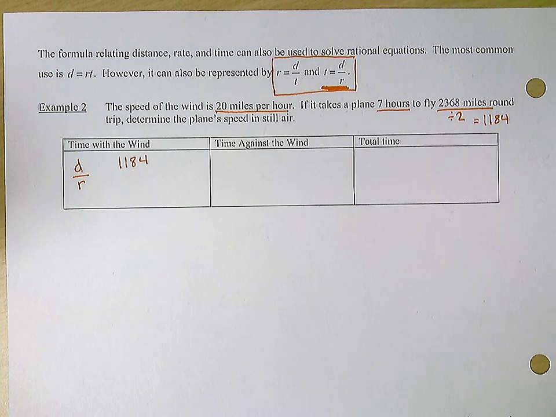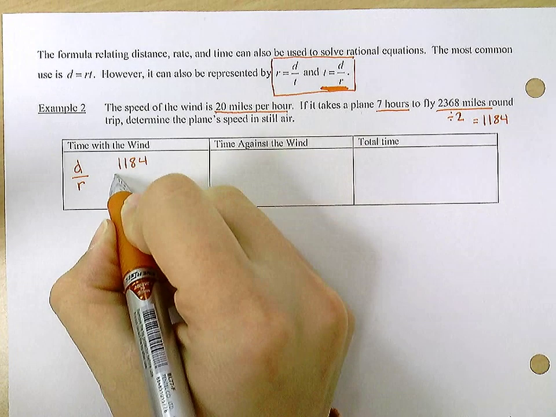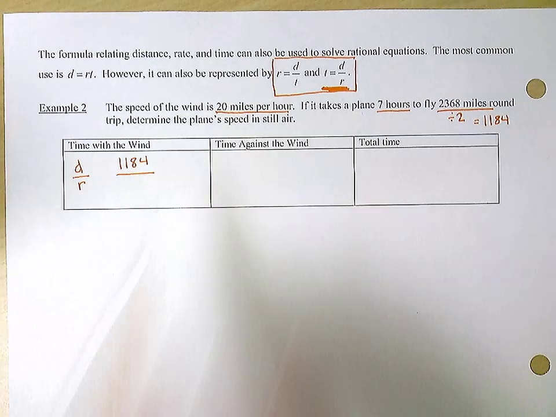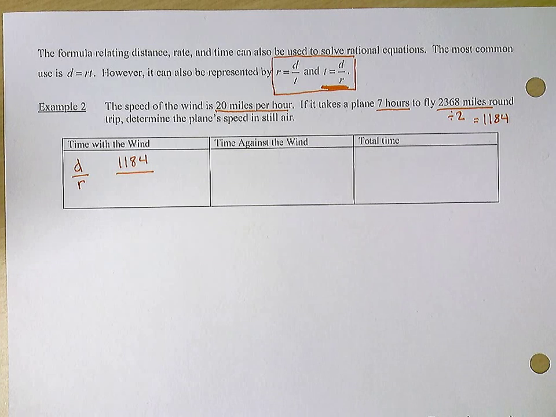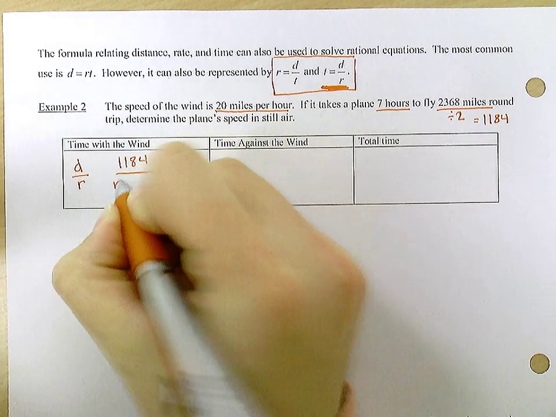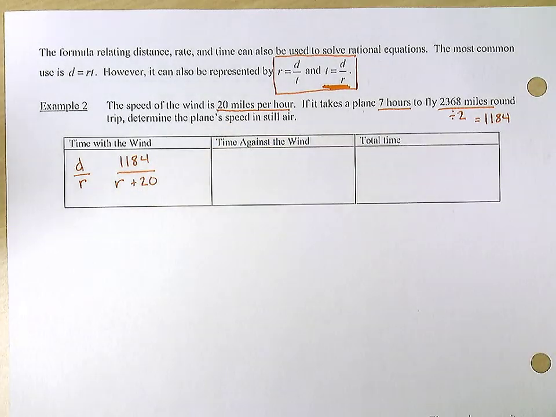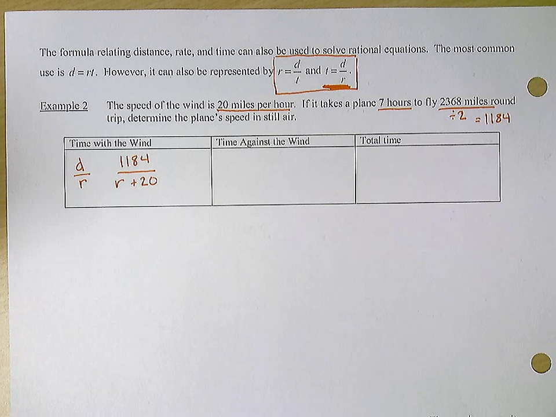So my distance is 1,184, and that has to go over our rate. Now, our rate is what we're trying to find, but it told me that the speed of the wind is 20 miles per hour. So it's kind of pushing you forward more. So the speed with the wind, I would take the rate at which I was going. If, say, I was going 60 miles per hour, I'd have to add 20 onto that. So if you're going with the wind, you're adding that wind speed to your rate.